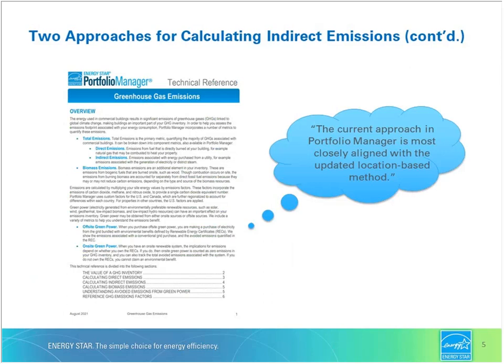It's also important to know that as of today, the current approach for the calculation of indirect emissions in Portfolio Manager is really associated with the location-based method. So again, your building has a zip code. The tool looks up the zip code. It identifies what region your building falls into, and it assigns a subregion-specific emissions factor for grid electricity.